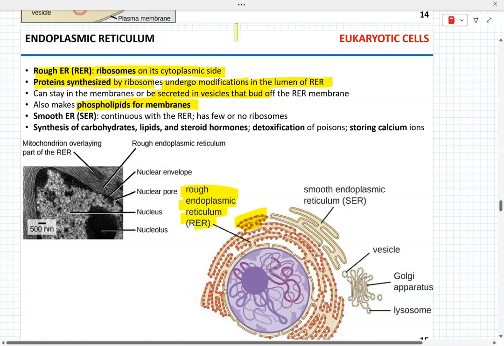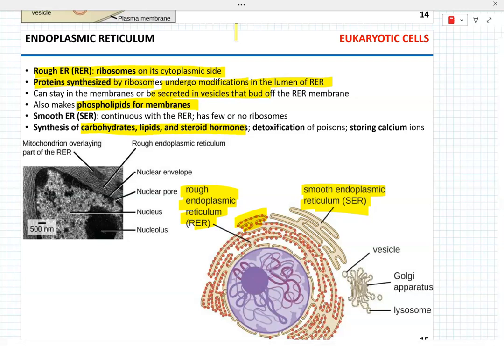Unlike rough ER, smooth endoplasmic reticulum is responsible for the synthesis of carbohydrates, lipids, and steroid hormones. Since no proteins are involved, smooth ER does not have any ribosomes. Another important function of smooth endoplasmic reticulum is to detoxify various poisons and to store calcium ions, which play an important role in various intracellular processes.